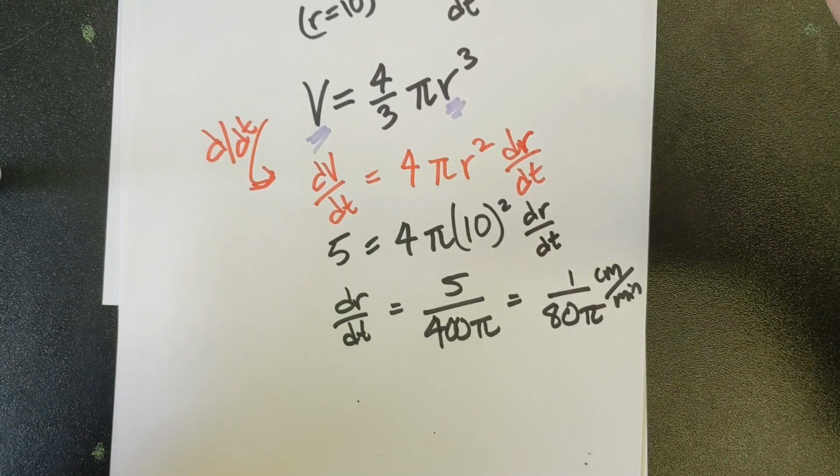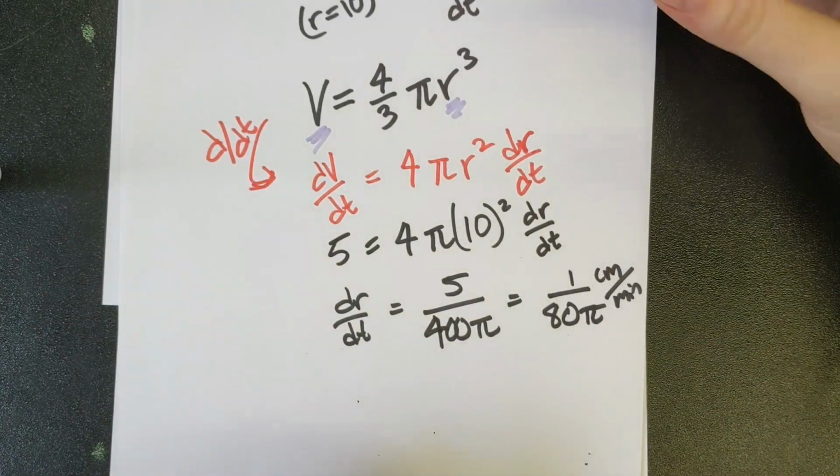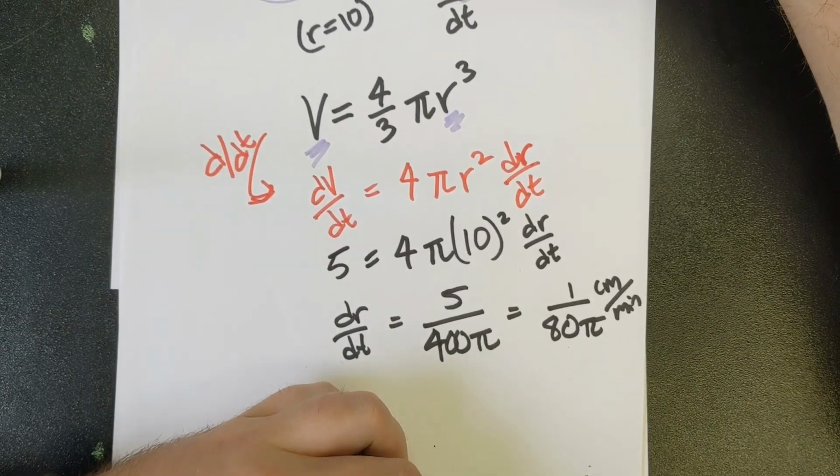Because the radius is quite large, when you add an extra 5 cubic centimeters, the balloon doesn't have to grow by that much. It grows very slowly.